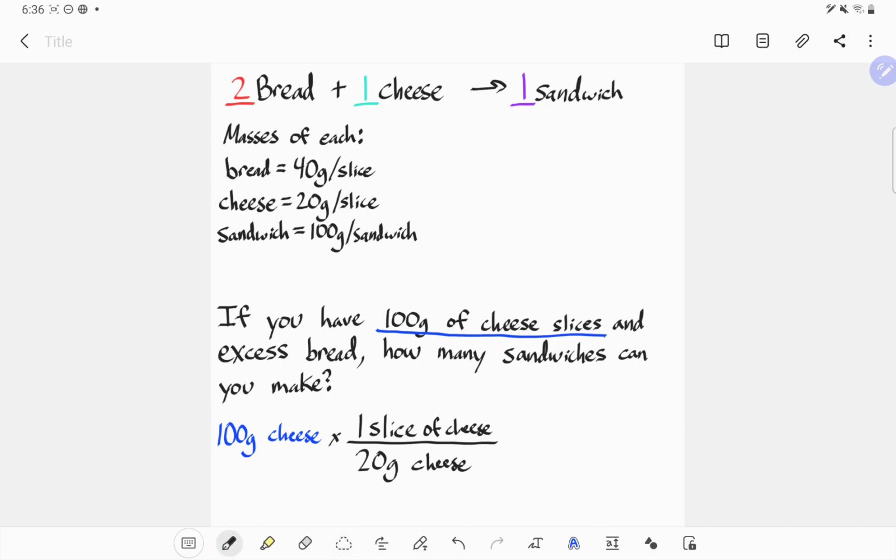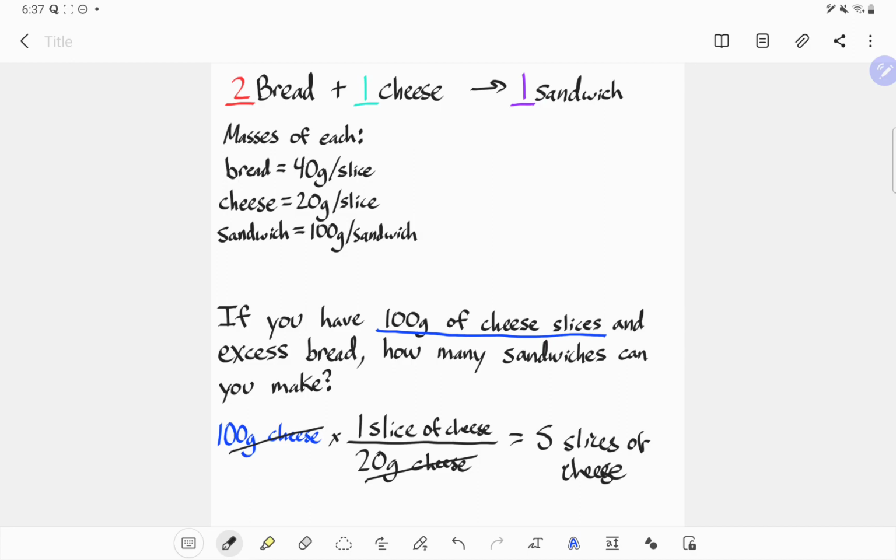Okay, we might notice that the units of grams of cheese are going to cancel, and we're left with units of slices of cheese. But now, we don't want to know how many slices of cheese we have. I mean, that's going to be helpful in solving the problem. If you were to calculate this out, you're going to get that we have 5 slices of cheese. But we're not done solving this problem yet.